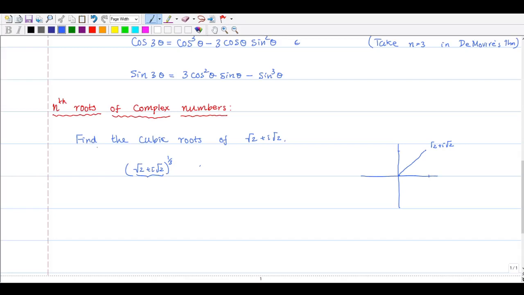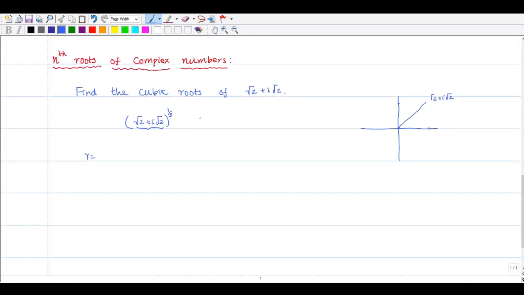And we know that r is equal to, okay, so I'll rewrite it in some other form. Okay, so solution.